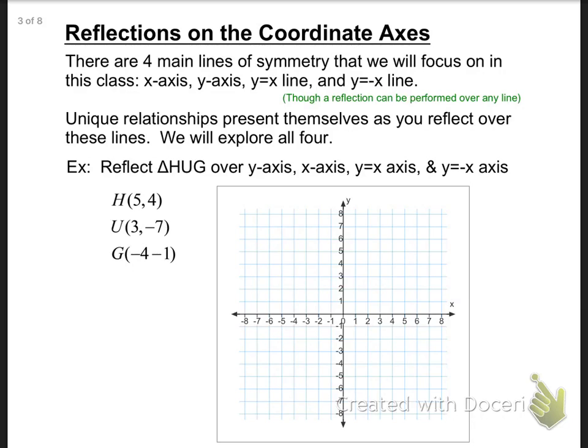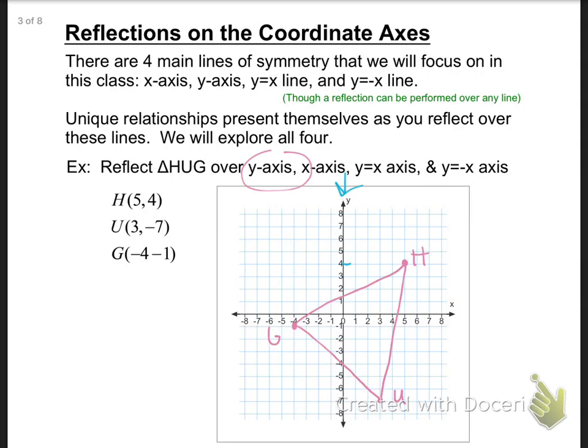So right 5 up 4, right 3 down 7, left 4 down 1. Okay, so the y-axis. If I'm reflecting over the y-axis, I'm going to change colors here. This is my y, so I'm going to mirror everything away.